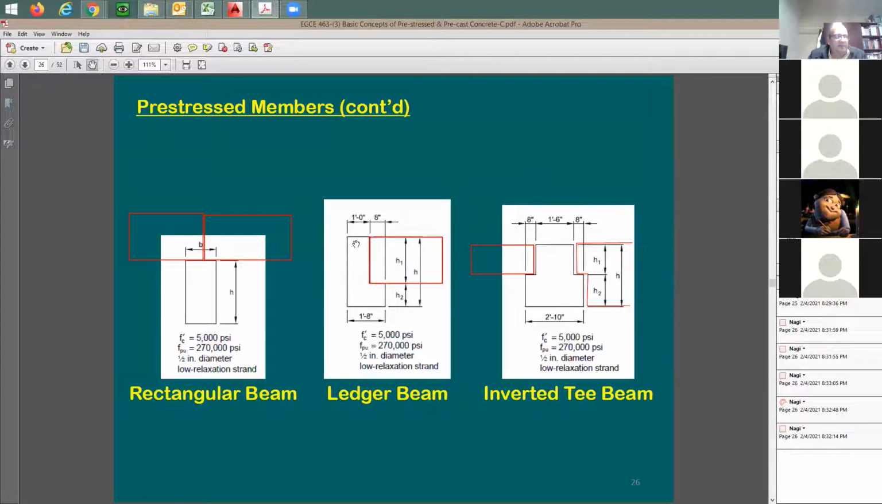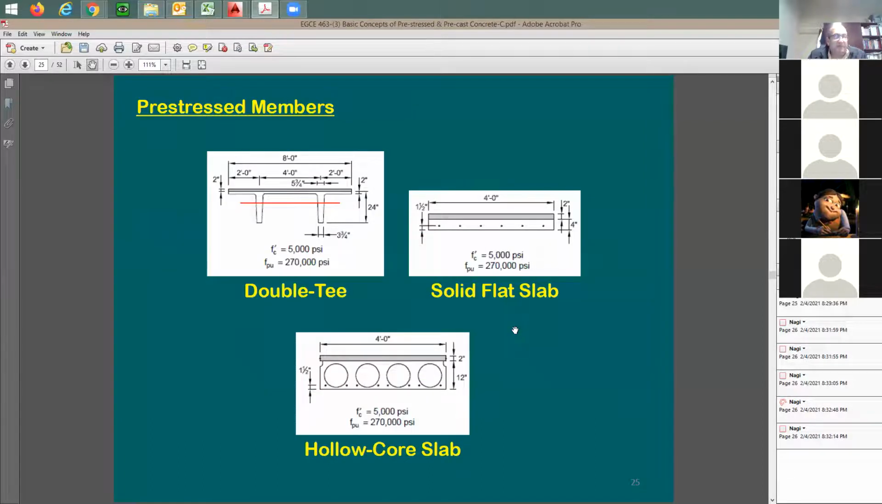And as it says here, this concrete is going to be 5,000, fpu is going to be 270 KSI. It's going to be half-inch diameter, and this is going to be the type of the strand. This is all going to be called pre-stress, and it's going to be pre-tension. Now I'm not clear about the words pre-tension and post-tension.